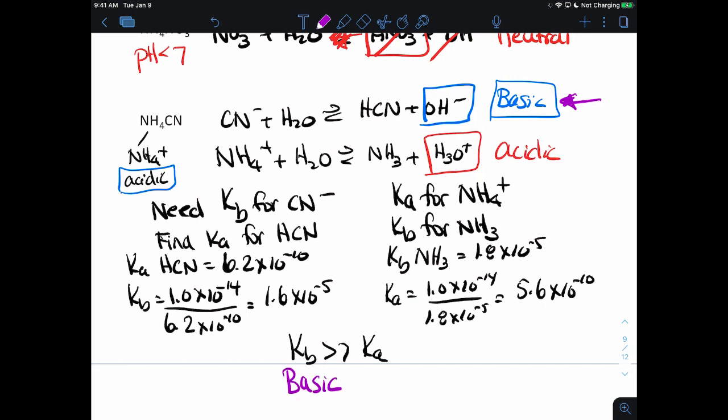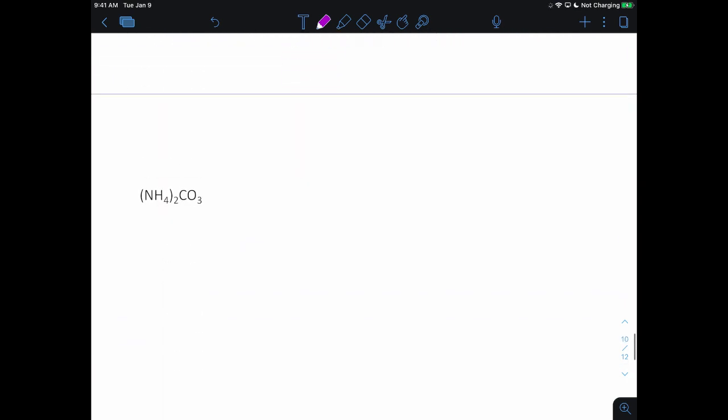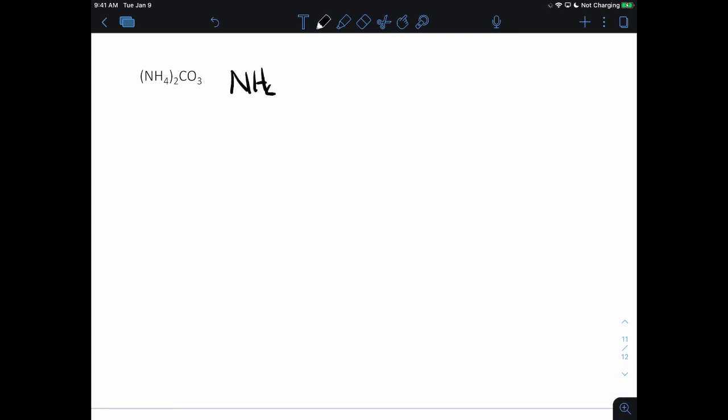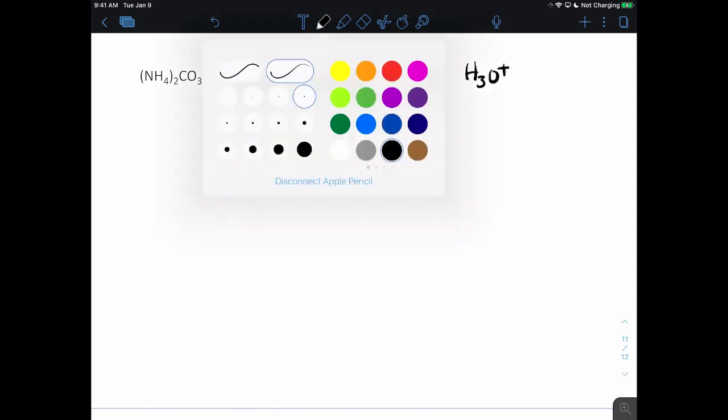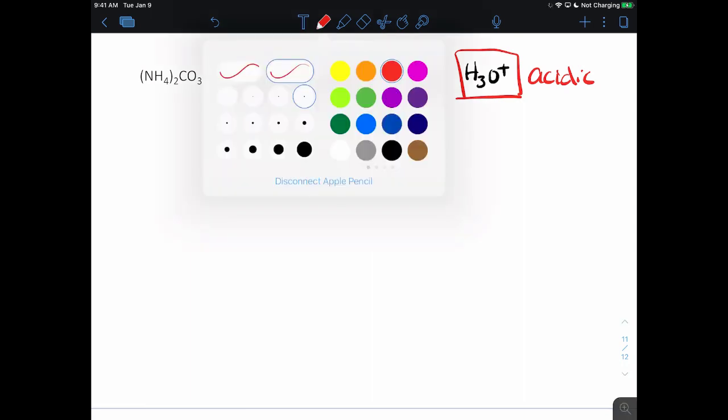All right, try this example. From the previous problem, we know what happens with ammonium. We predict ammonium will make a solution weakly acidic because it does make some H3O+.